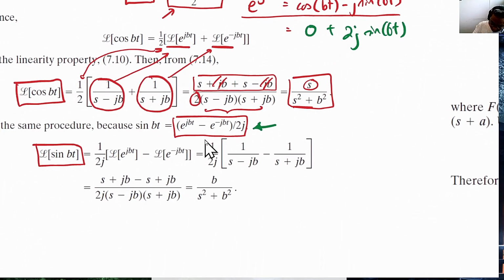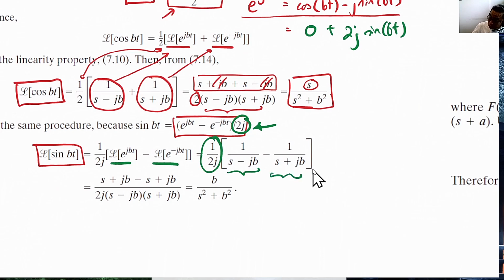Again, we make use of the property that the Laplace transform is a linear operator. We can act on this individually, and we bring the 2j out. So this 2j is sitting out there. This is the Laplace transform of e to the plus jbt. This is the Laplace transform of e to the minus jbt.